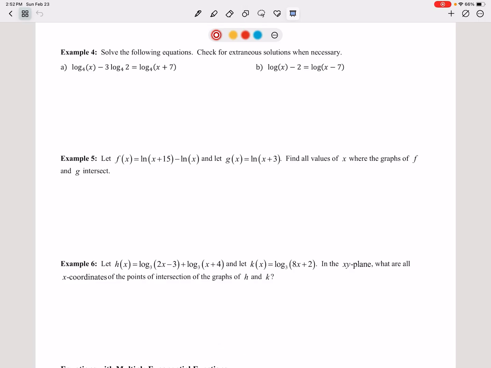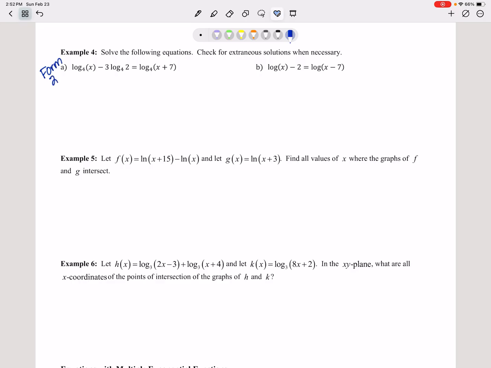Okay, example 4 has two different types of problems that we're going to be doing. The first one has a logarithmic term on each side. The way we did the problems in example 3, A, B, and C, is how I'm going to do this one. So this is going to be form 2. So this is the second form.